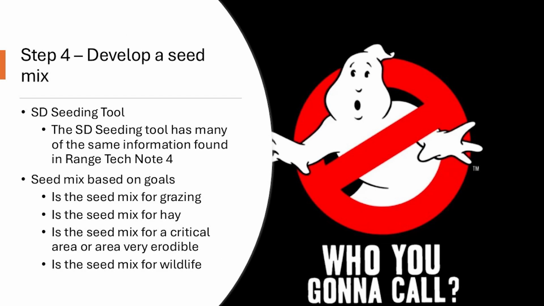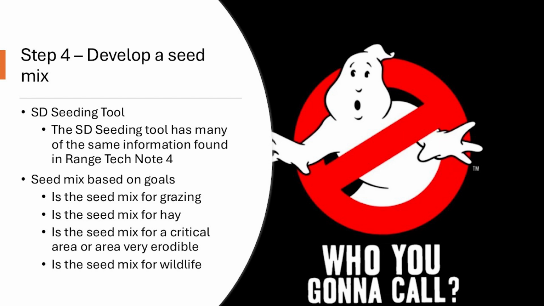So when we develop a seed mix, you might not know what you're going to get or what to do if you're a new employee or if you're a producer. So who are you going to call? Call one of us, or call Owen, or call somebody in this room that kind of knows and has done a lot. When we're doing one for the NRCS, we're going to go to our South Dakota seeding tool. And all the information that's in the South Dakota seeding tool is also available in our Tech Note 4. The seed mixes are based on goals. So are we going to develop a seed mix for grazing? Are we going to develop a seed mix for hay?